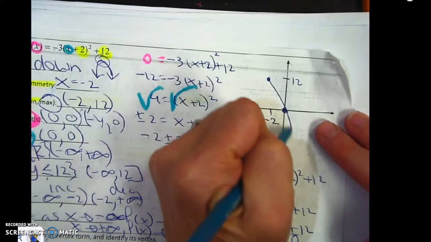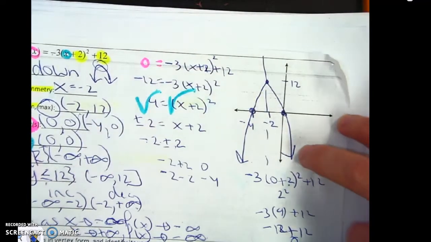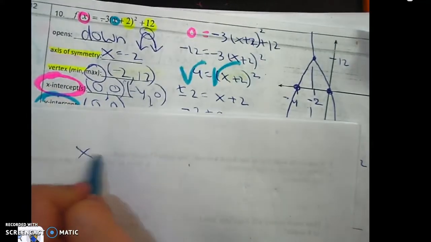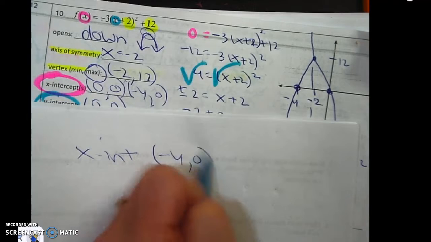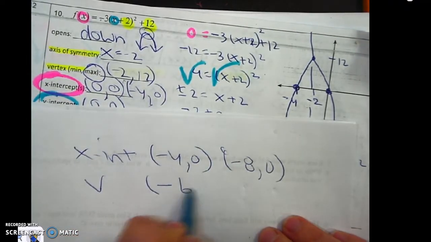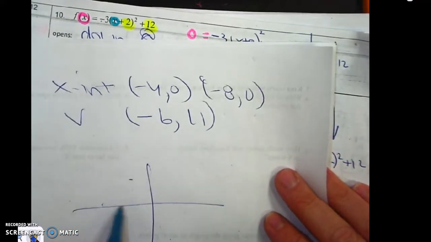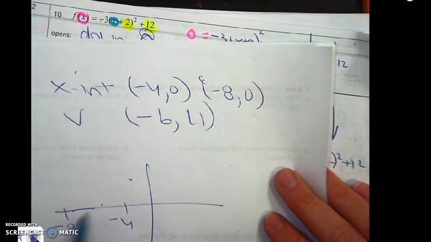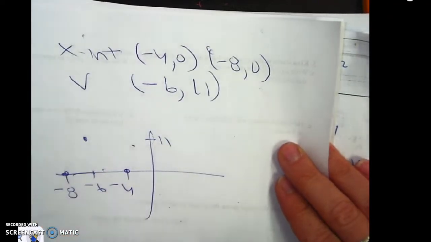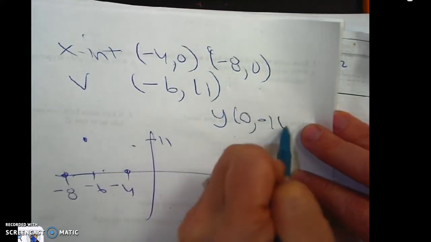So now I graph it going down, and I draw the axis of symmetry. I want to point out really quickly, let's pretend that my x-intercepts were (-4, 0) and (-8, 0), and my vertex was (-6, 11). And so let's just start graphing that. So that would be negative 4, negative 8, negative 6. Here's my zeros, 11. And let's say you figured out the y-intercept, and that's (0, -16).